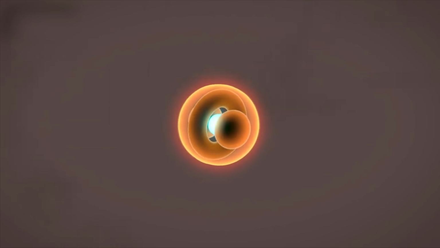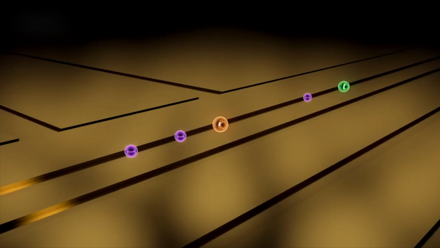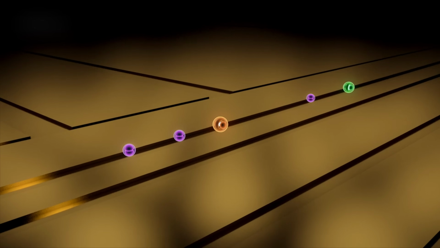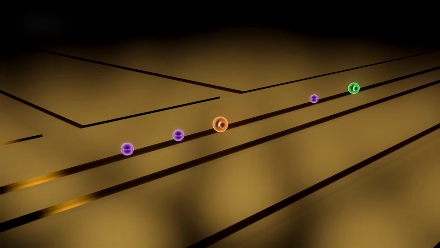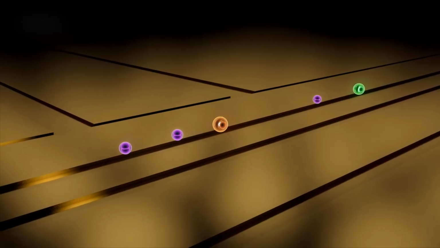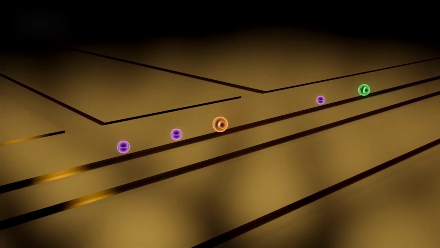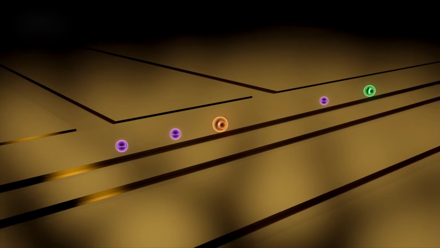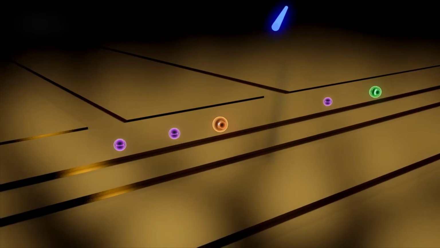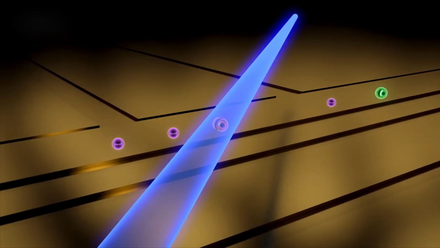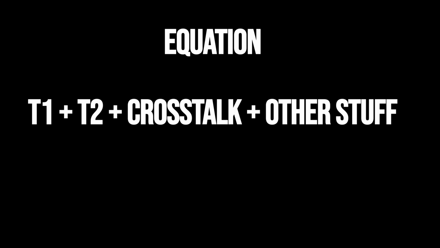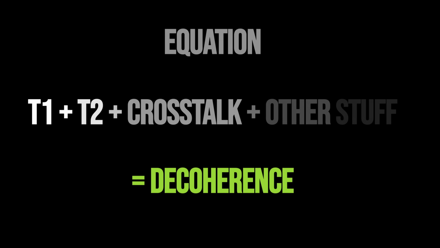In large-scale quantum computers, the problems of bit flip and dephasing errors are exacerbated by the fact that many qubits must be kept in close proximity to one another in order to have interactions between qubits. In these devices, unwanted interactions, also known as crosstalk between individual qubits, can cause more errors. Both of these times together, T1 and T2, along with this crosstalk, make up decoherence.